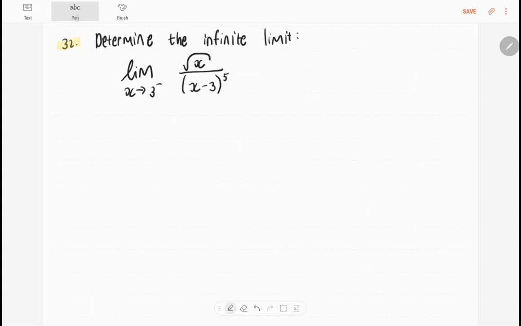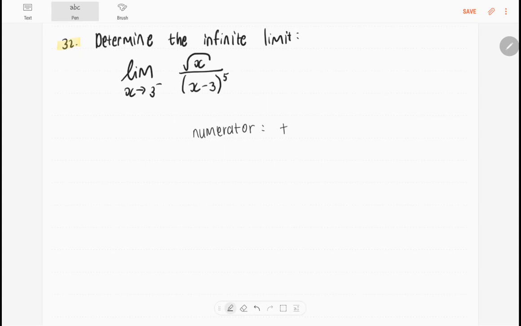So if we look at our numerator first, we have the square root of x. X is approaching the value 3 from the left. So the square root of x will just be the square root of a number which is very, very close to 3. So that will give us a positive answer, right? So for our numerator, we're going to have a positive value.